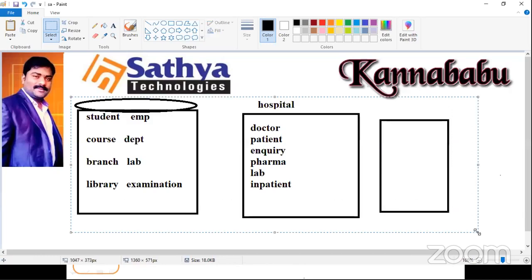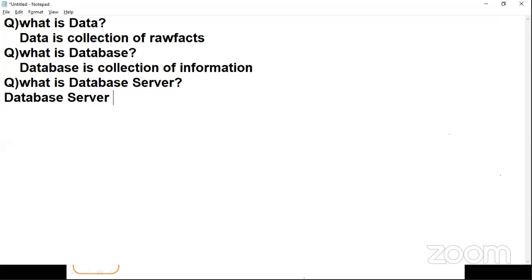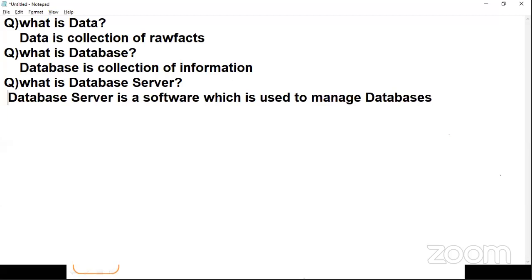So we already know what data is and what a database is. A database is a collection of information. Now I will give you one question: what is database software? What is a database server? Simply, a database server is a software which is used to manage databases.